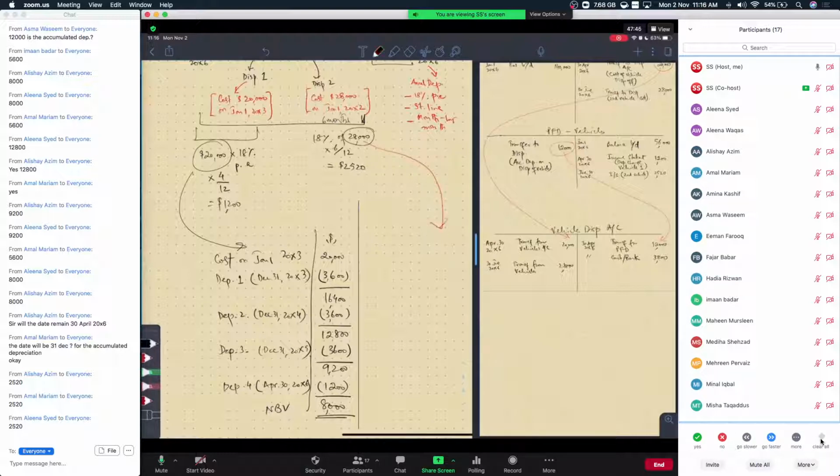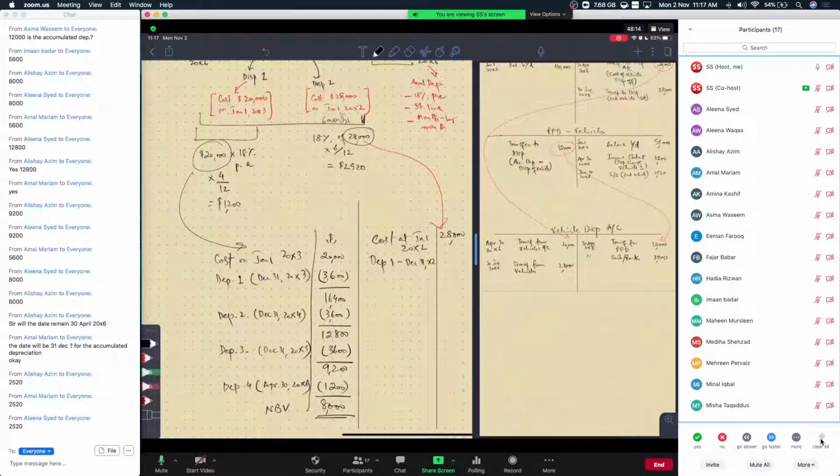So cost at 1st Jan 20x2. This was bought a year before. It's a one-year-old vehicle, from disposal one. So this is $28,000. The first depreciation charge must be on 31st December 20x2, right? And that must be 18%.